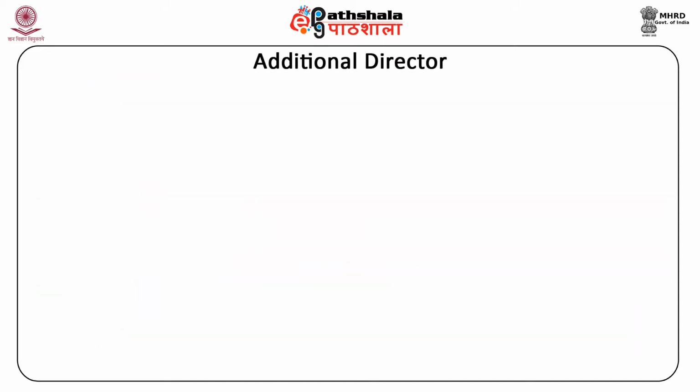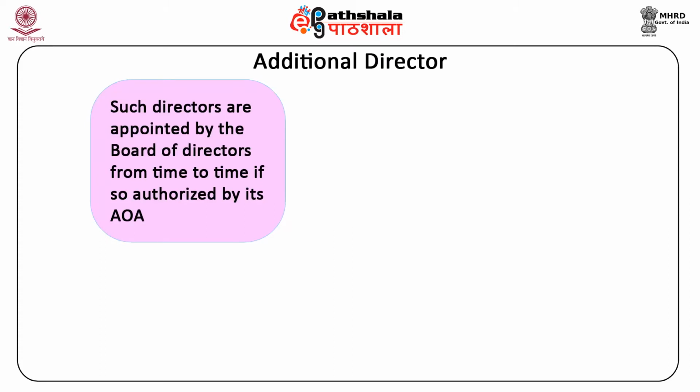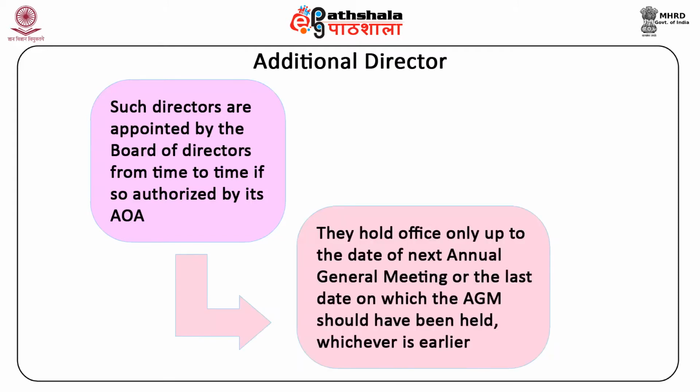Additional directors: such directors are appointed by the board of directors from time to time, if so authorized by its articles of association. They hold office only up to the date of the next annual general meeting or the last date on which the AGM should have been held, whichever is earlier.